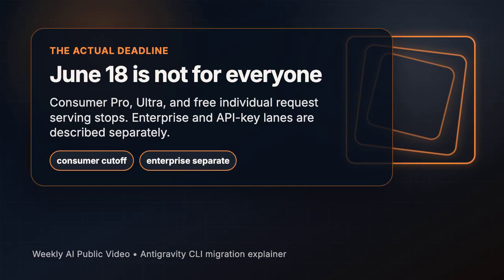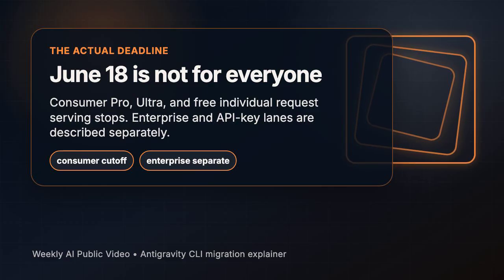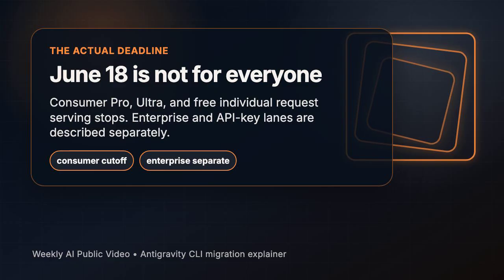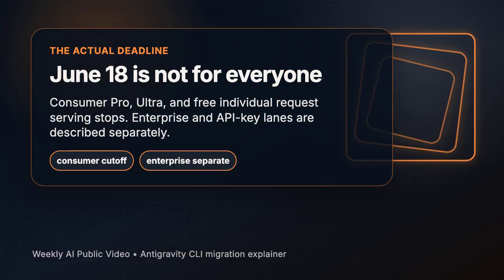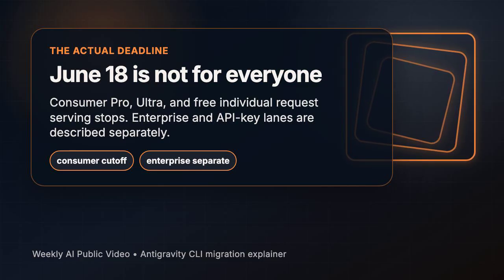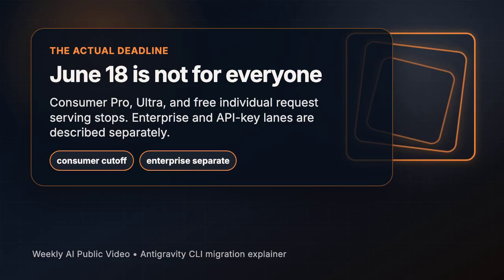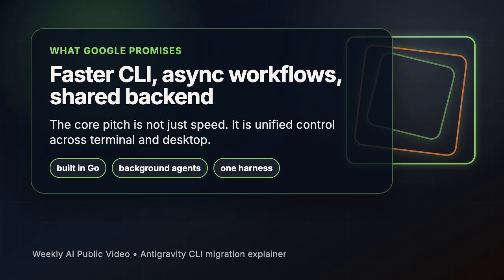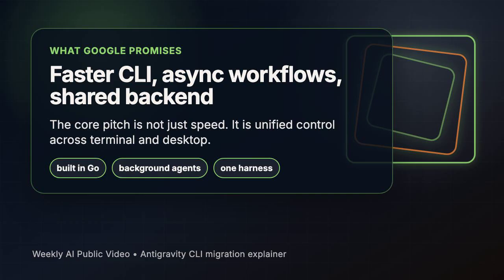Here is the date that matters. Google says that on June 18, 2026, Gemini CLI and the Gemini Code Assist IDE extensions stop serving requests for Google AI Pro and Ultra users, plus the free individual tier. Enterprise is different. Google says Standard, Enterprise, GitHub through Google Cloud, and paid API key-based access remain supported separately. So the first practical takeaway is, if you are a consumer or individual tier Gemini CLI user, this is a real deadline. If you are an enterprise user, do not assume the same migration pressure applies.